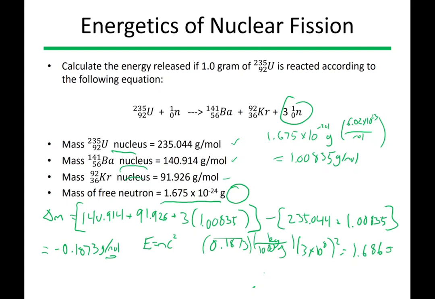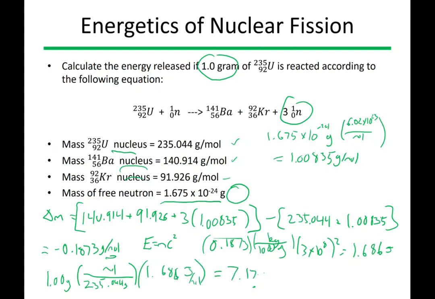And finally, we want to find out how much energy is released if we just use 1 gram of the uranium. So we will convert that 1 gram to moles using the molar mass of the uranium nucleus, and multiply this by our energy for the reaction. And this gives us about 7.17 times 10 to the 10th joules released from 1 gram of uranium. This is quite a bit of energy.